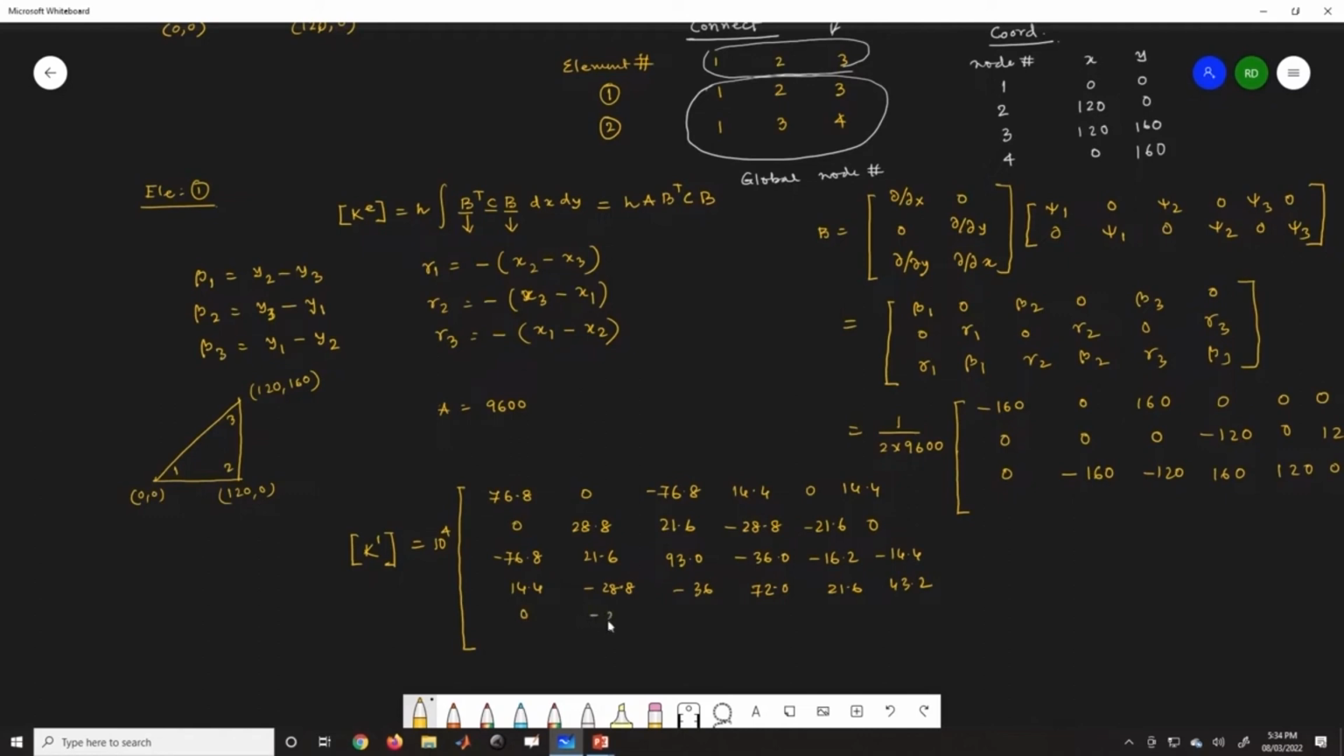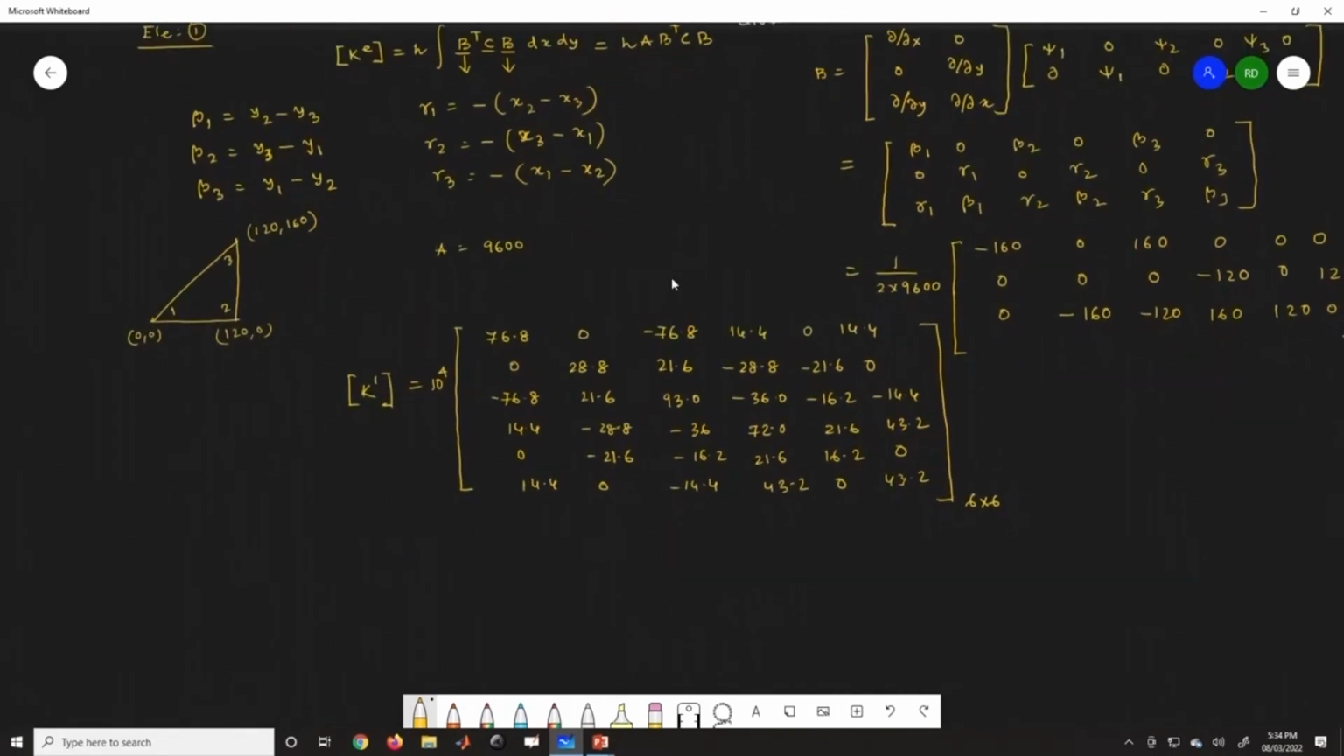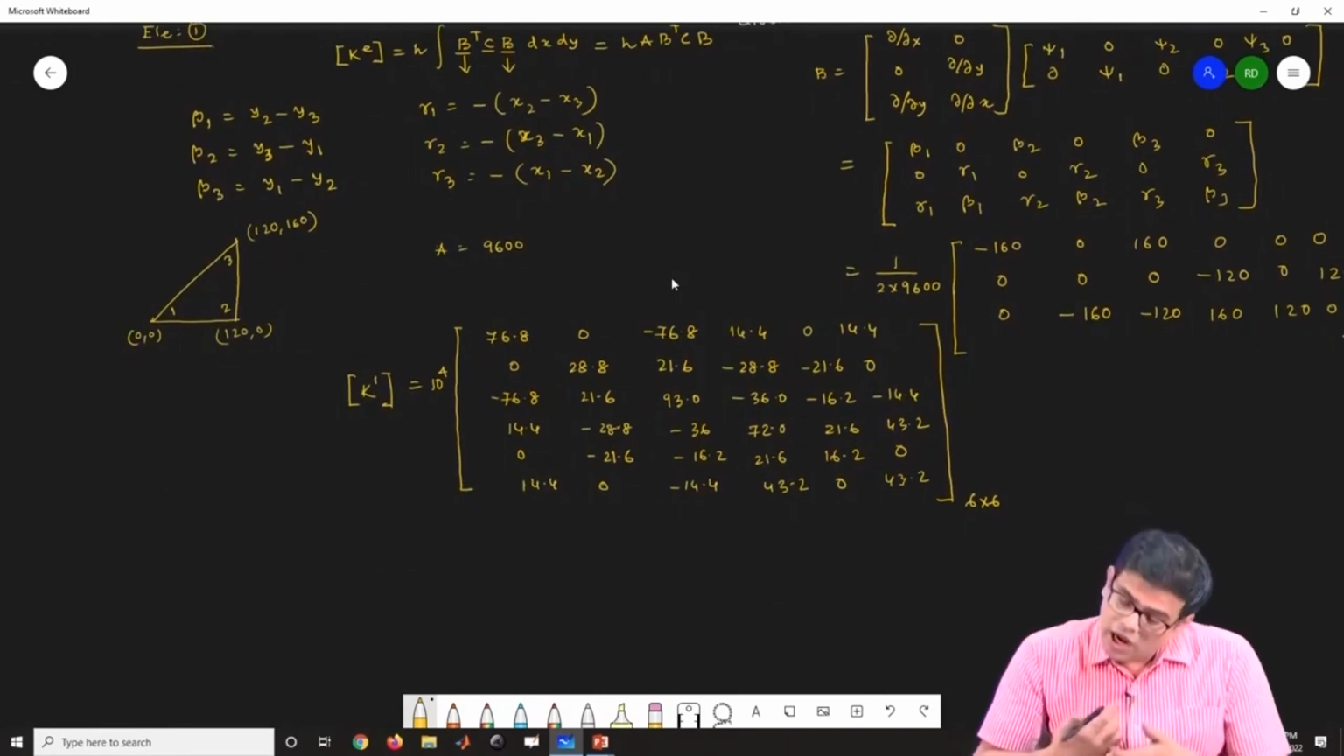So 0, minus 21.6, minus 16.2, then you have 21.6, then you have 16.2, then you have 0, then you have 14.4, then you have 0, minus 14.4, then 43.2, then you have 0, then 43.2. So this is my matrix. So this is a 6 cross 6 matrix. Now this 6 cross 6 matrix I have got for element number 1.